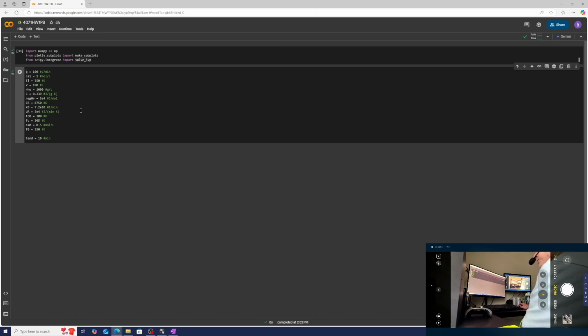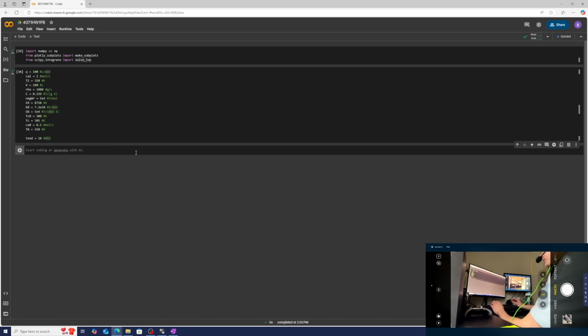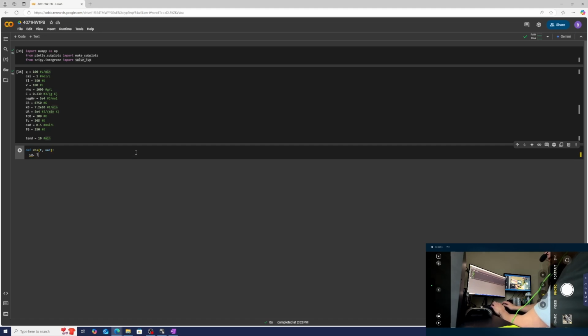So the other things we have here are all of our givens from the problem statement, which we'll be using in our equations, and then we'll be running this simulation for 10 minutes, which is our t end. So we'll start by defining our function. We'll call it right-hand side, which will be time, and then our vector, which we will unpack into concentration and temperature.